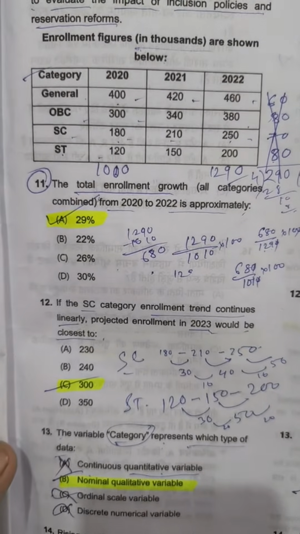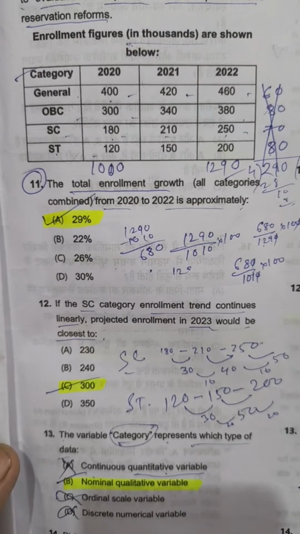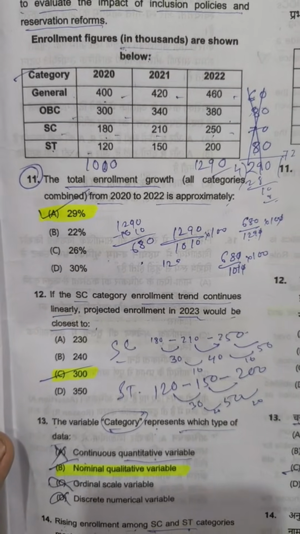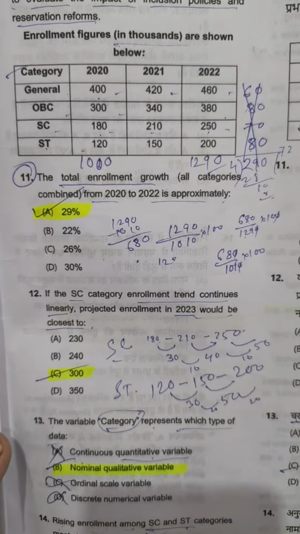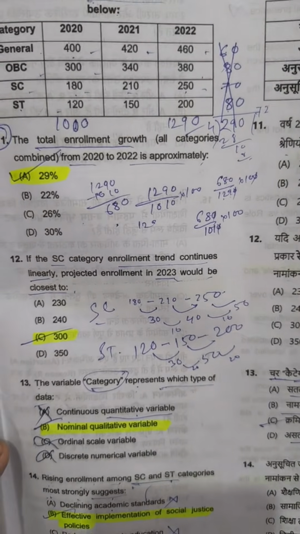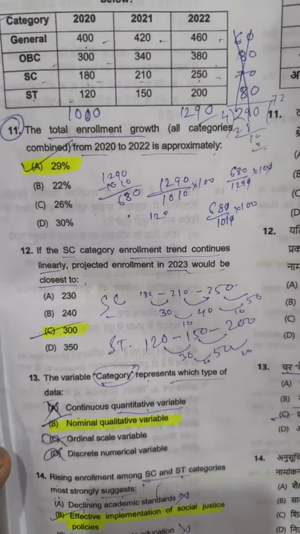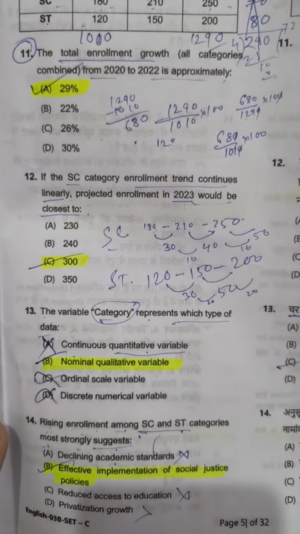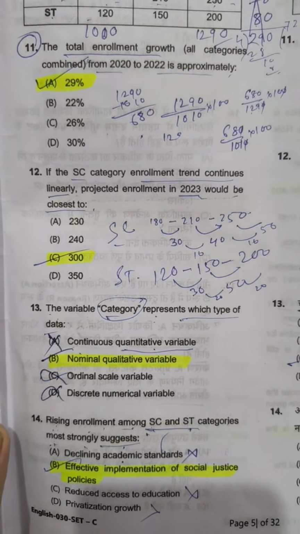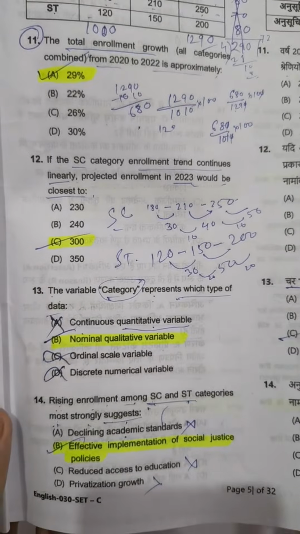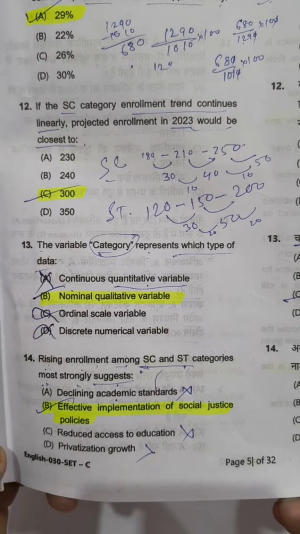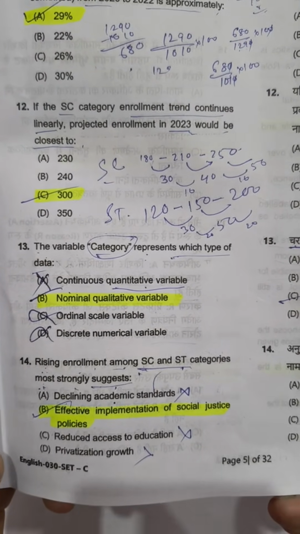Okay, 29%. Question 12: if the SC category enrollment trend continues linearly, projected enrollment in 2023 would be closest to 300. The difference from 180 to 210 is 30, then 40, then 50. So the answer will be 300. The variable category represents which type of data? Not continuous quantity variable. Option B, nominal qualitative variable. Rising enrollment among SC and ST categories most strongly suggests: Option B, effective implementation of social justice policy.